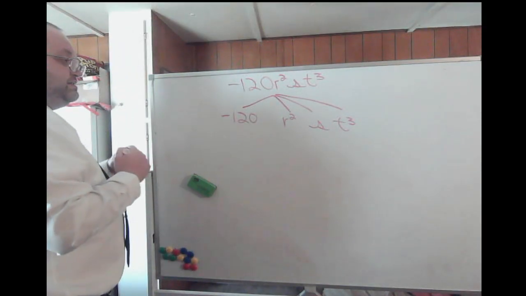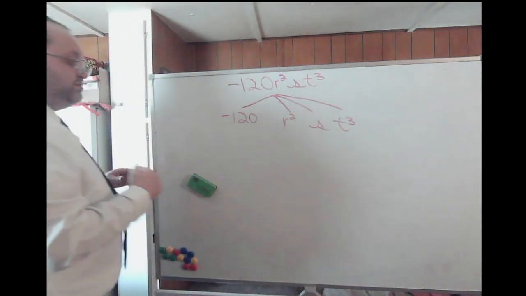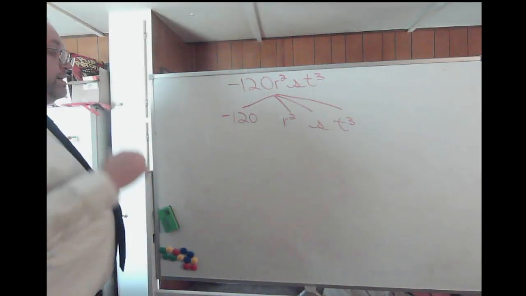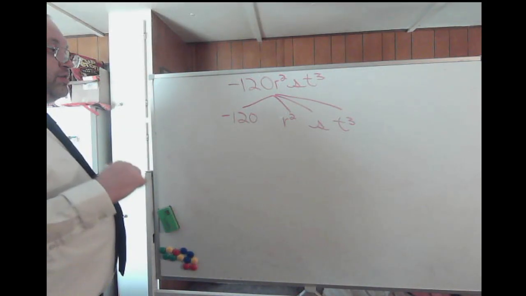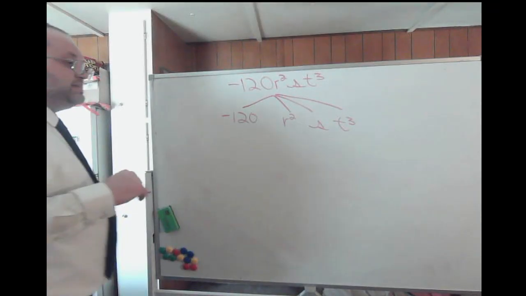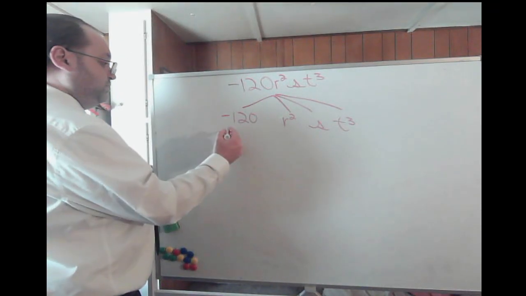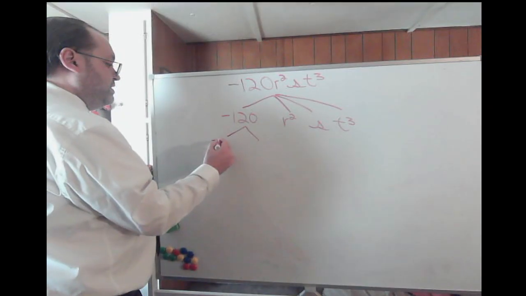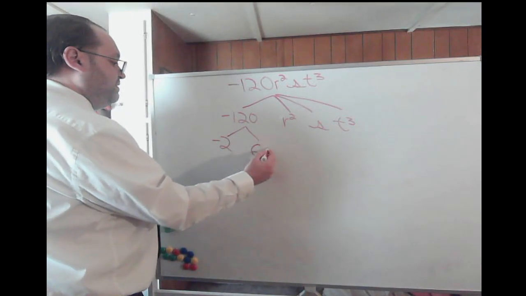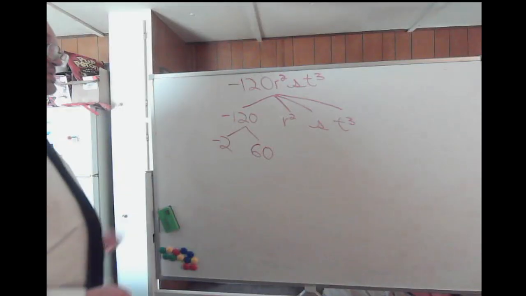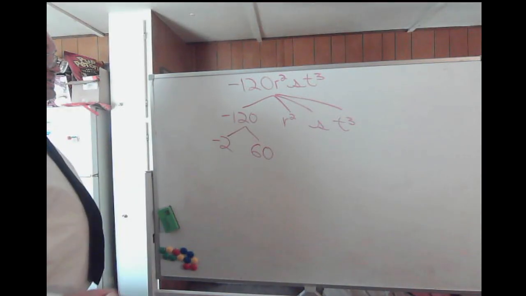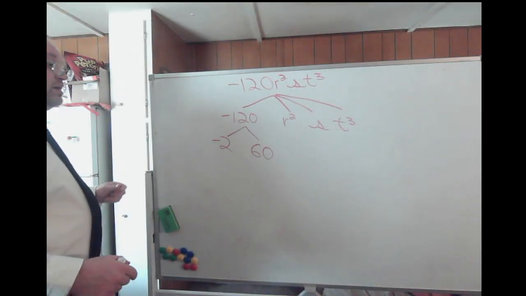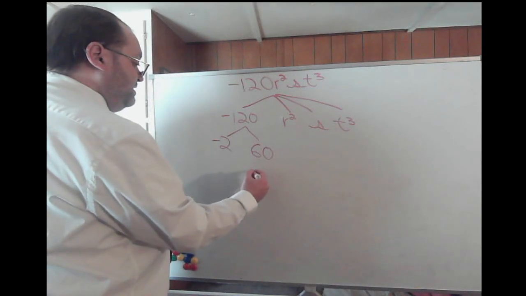So we broke these 4 things down into individual multiples. Let's start with negative 120. Are there any factors that we can do for that? Well, why not start with negative 2 times 60? That's as good a place to start as any. Negative 2 is already a prime number. We can't factor that any further. But we can do 60.